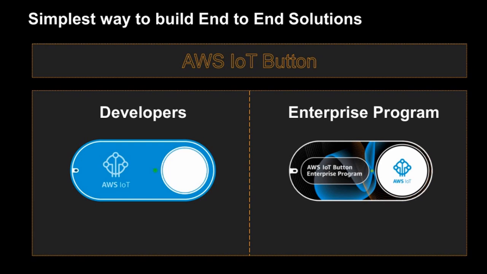You can send a message and then drive some functionality that you're really interested in doing. We also have the enterprise program. And this is where you want to batch create hundreds or thousands of buttons and have those pre-provisioned with things like certificates tied to AWS IoT things, and really be able to grow quickly with your button use and have them essentially connected to your accounts right away.